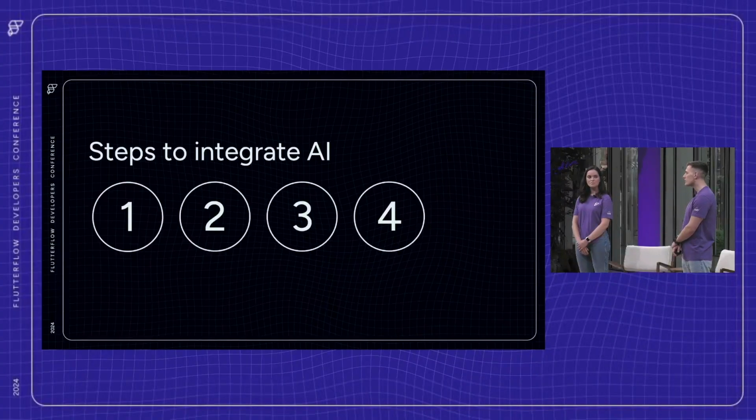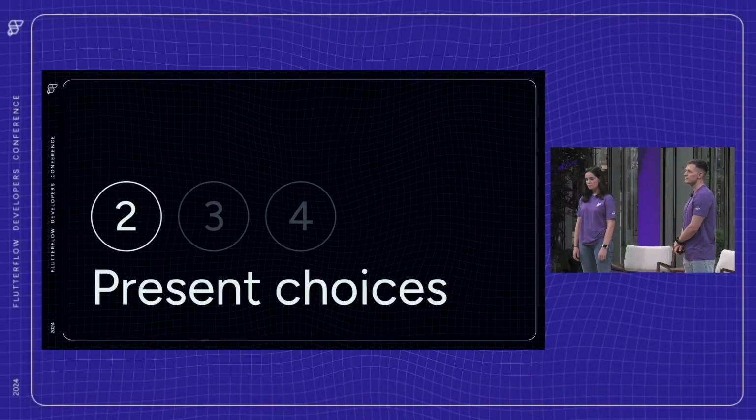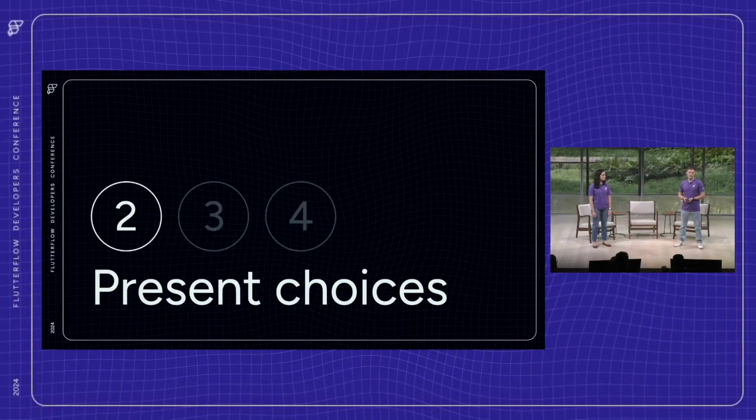Now, whenever we integrate AI, it's best to follow 4 key steps. Step 1, infer as much as we can based on the context and history and our users. Step number 2, always present choices to the user and let them override it. Notice how, in the case of this text field, you never have to accept the autocomplete text because at its core, it's still just a text box.